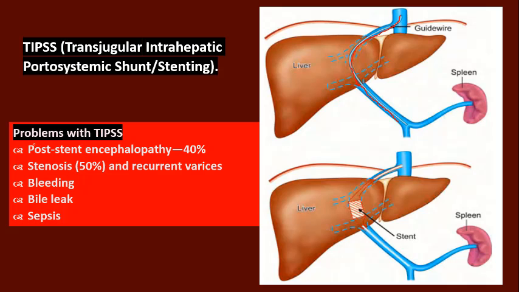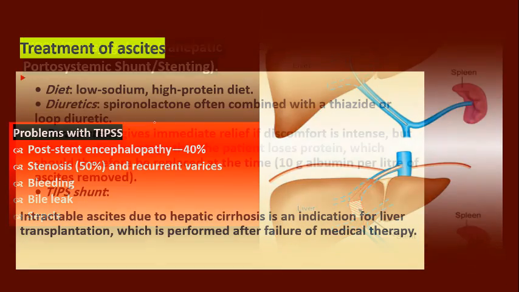Problems with TIPS include post-stent encephalopathy in 40% of cases, stenosis and recurrent varices, bleeding, bile leak, and sepsis. Other sequelae of portal hypertension should be treated, such as ascites.